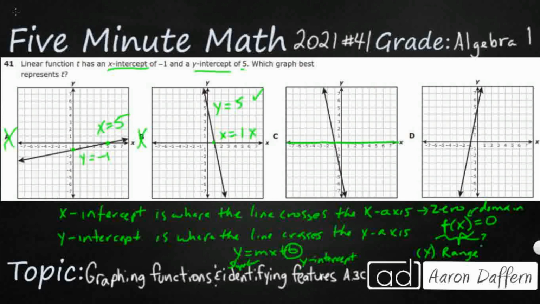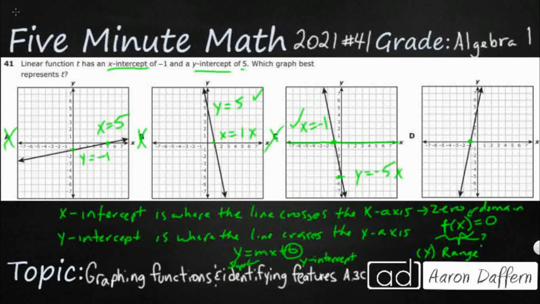Let's check our c. So here's our x-intercept, because remember, that's our x-axis. That's the 0, because t of x equals 0. That's going to be -1. So that's good. And then it looks like we've got a -5. Y equals -5. Not what we're looking for. We want a +5. So let's hope it's D.